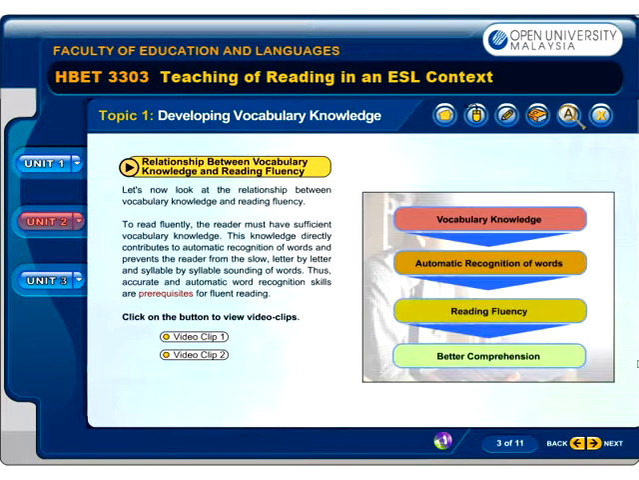Let's now look at the relationship between vocabulary knowledge and reading fluency. To read fluently, the reader must have sufficient vocabulary knowledge. This knowledge directly contributes to automatic recognition of words and prevents the reader from the slow, letter-by-letter and syllable-by-syllable sounding of words. Thus, accurate and automatic word recognition skills are prerequisites for fluent reading. Click on the button to view video clips.